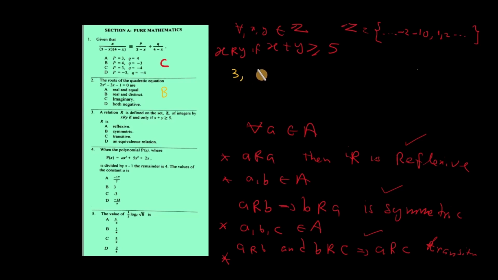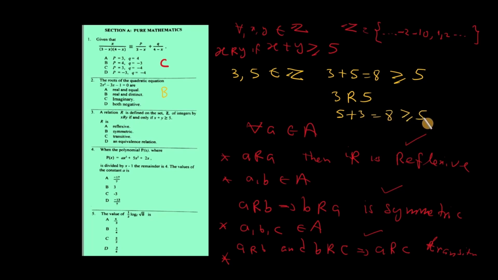3 and 5 belong to the set of integers. 3 plus 5 is equal to 8, and 8 is greater than or equal to 5. It means 3 relates 5. The same as 5 plus 3 is equal to 8, which is also greater than or equal to 5. It means 5 relates 3. Symmetric means that for any two elements in the set A, if a relates b, then b must relate a.